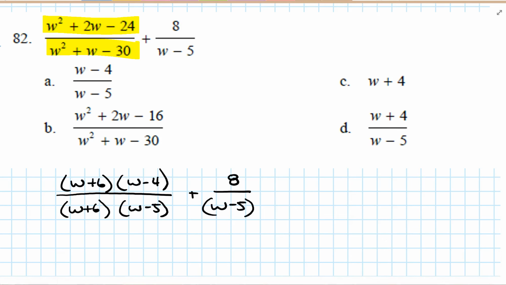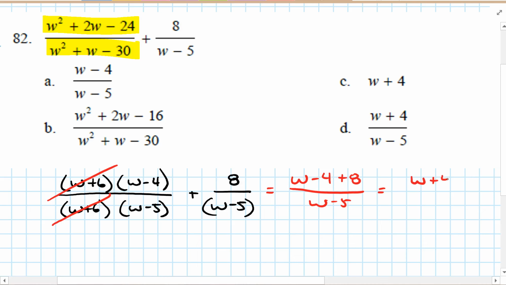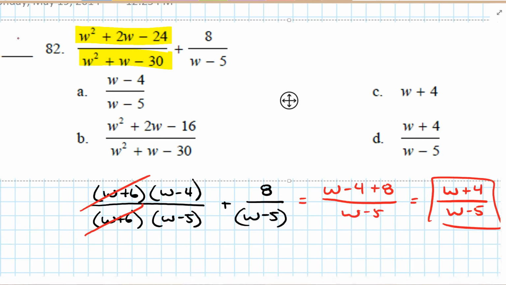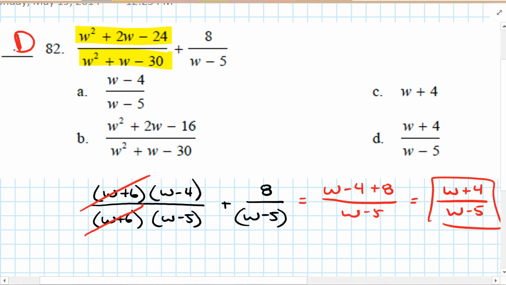We've got to get these to be like terms on the denominator, so look what I can cancel on the left side. I can cancel the w plus 6's. So now it's going to be (w - 4 + 8)/(w - 5), which is going to simplify to (w + 4)/(w - 5). Answer is D. Okay, 83.